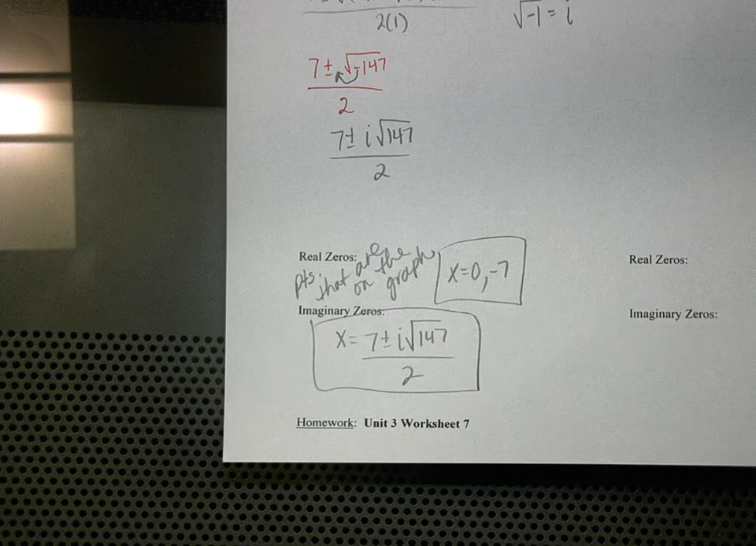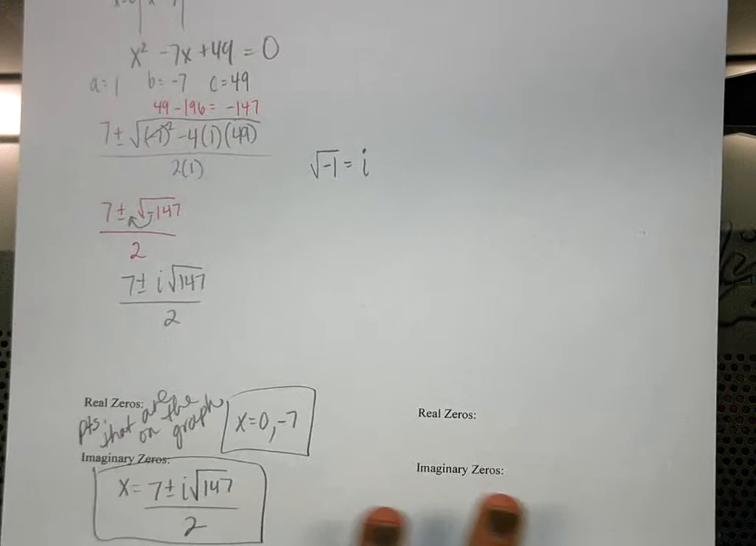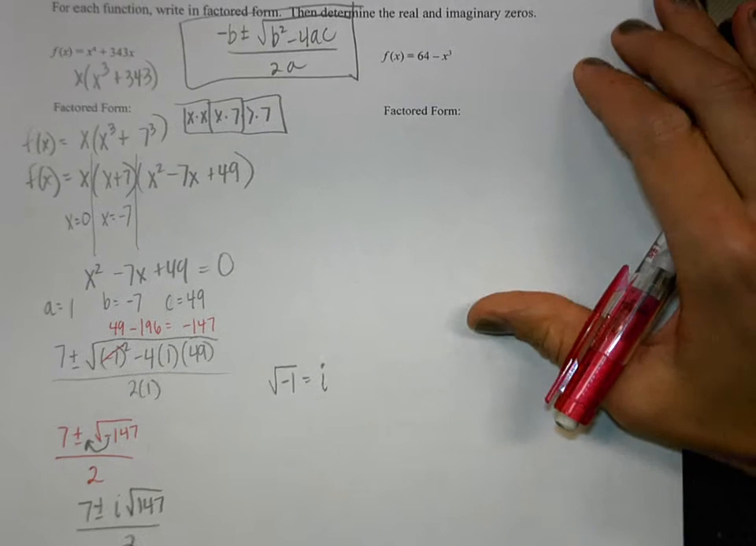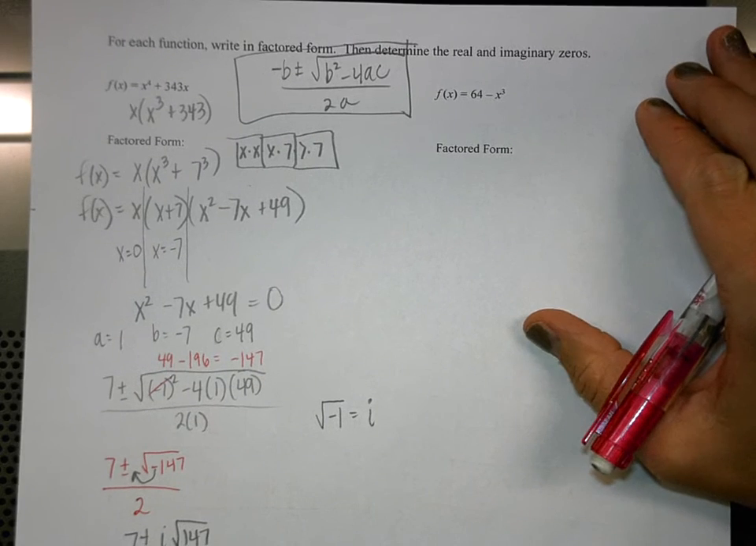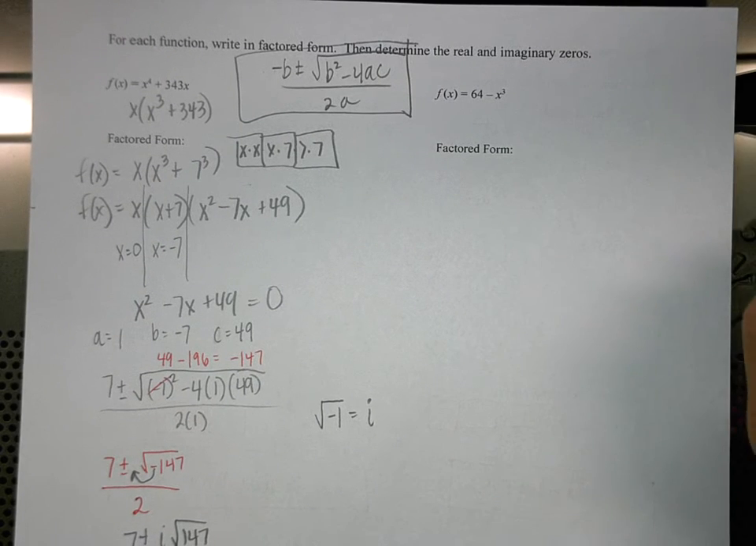Yes? Good? Okay. All right, last one. And for time's sake, we're going to just do this one together. I'd normally have you do it on your own. But 64, how can I write that as a cube?